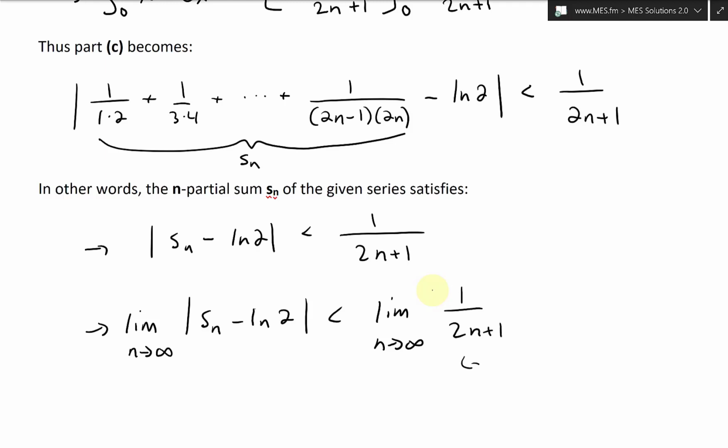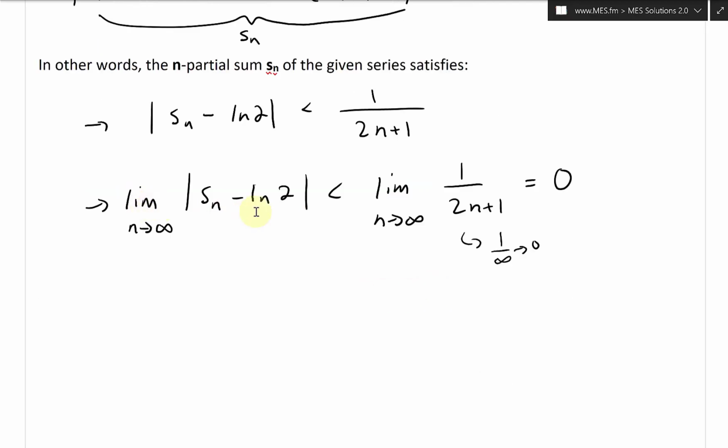And we know this one: 1 over 2 times infinity is just going to 0. So in other words, this equals 0. So this absolute value is going to 0, and then we can get rid of the absolute value sign. This basically means that Sn is approaching ln 2. That's the only way that this can be 0. And yes, ln 2 is a positive number.